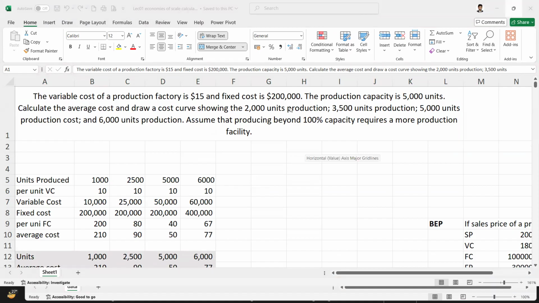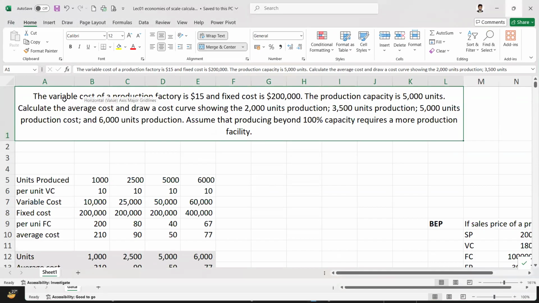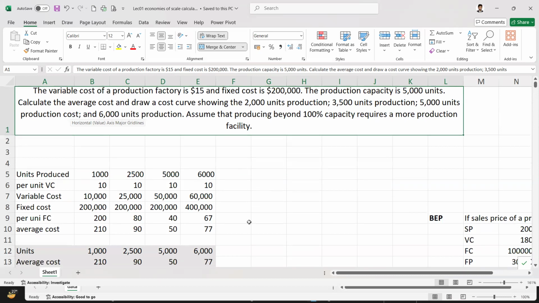So here the average variable cost of production is $15 and the fixed cost is 200,000. The production capacity is 5,000 units and calculate the cost and draw a cost curve showing 2,000 units production, 3,500 units production, 5,000 units production. Assume that producing beyond 100% capacity requires some more production facilities.